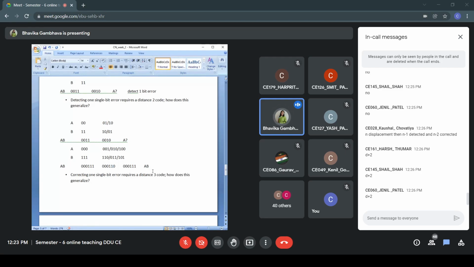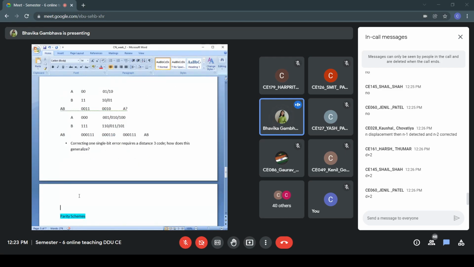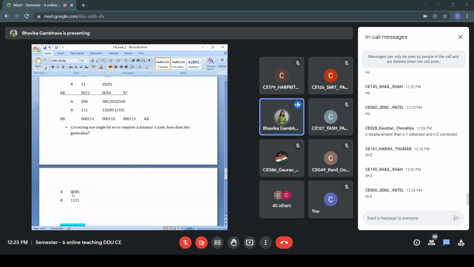So everyone is saying that d plus 2. Let us try it. Okay. Our A is 0, 0, 0, 0 and our B is 1, 1, 1, 1. The Hamming distance is 4. Then according to you, how many bit error we should be able to correct? 2. So here 2 bits change and it converts into 0, 0, 1, 1. And here also 2 bits are changed. These 2 bits in this code word change and it is changed to 0011.